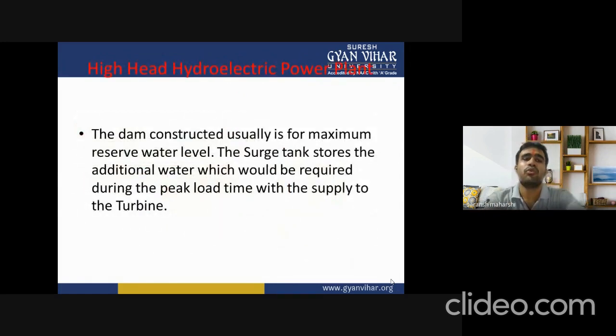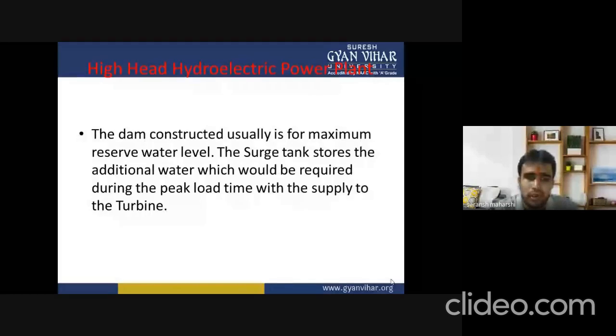Now we will discuss the high head hydroelectric power plant. The dam is constructed usually for the maximum reservoir water level. The surge tank stores the additional water which would be required during the peak load time to supply to the turbine.